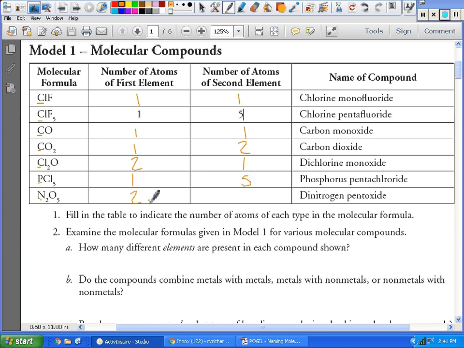Now, so they're kind of building you. They're getting you ready to be able to answer some of these questions, but the thing that I want to jump in and talk about is the naming system.